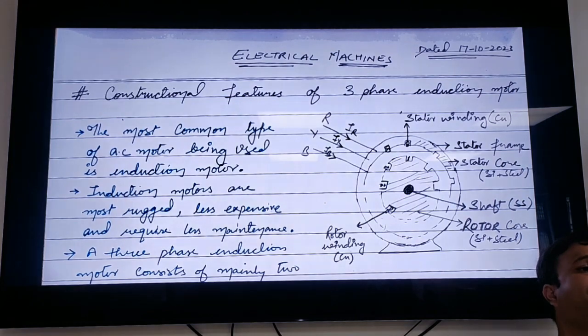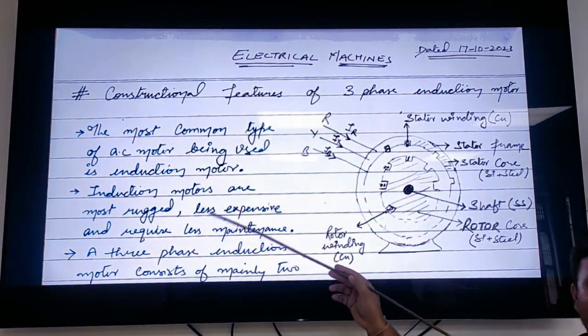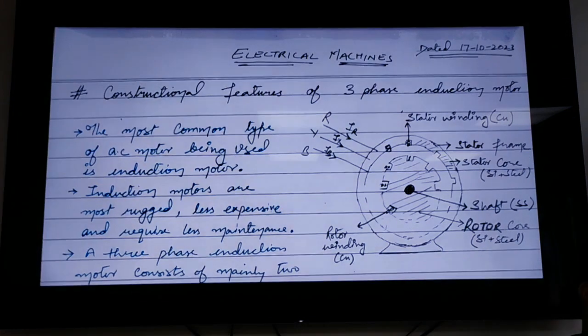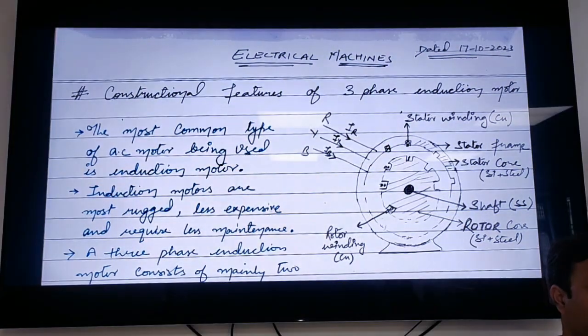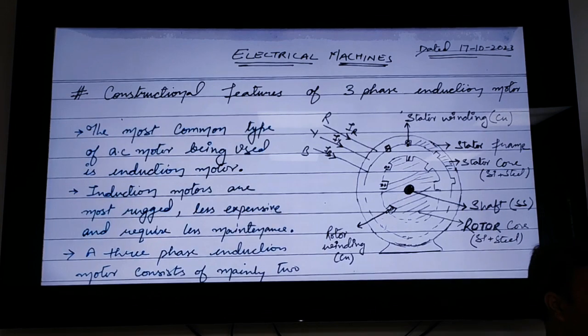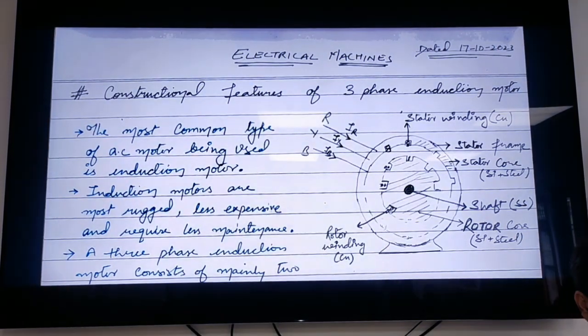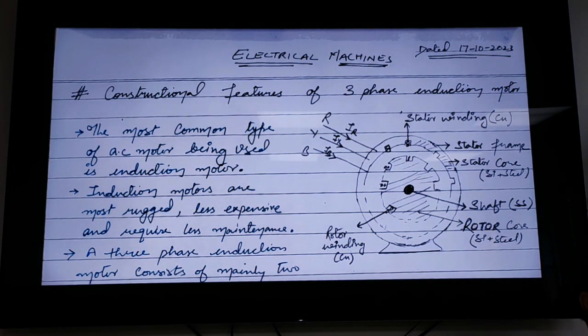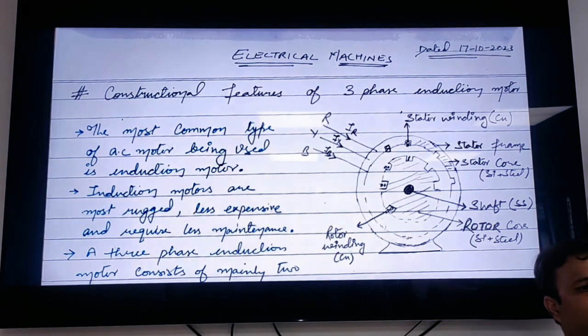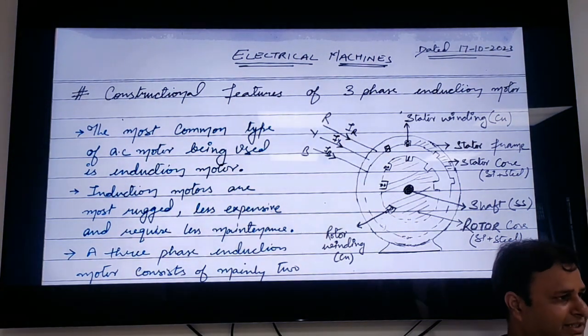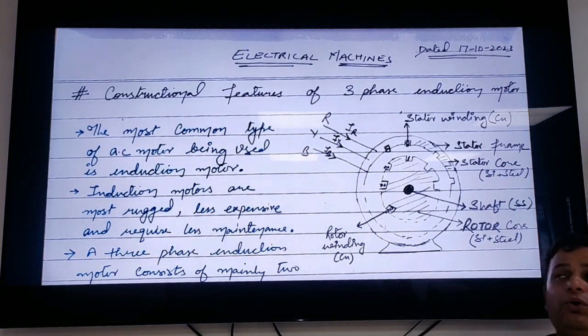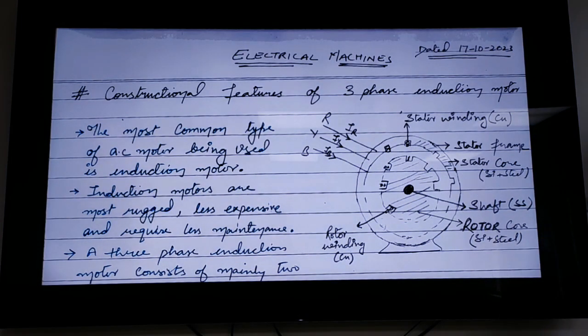Aluminium machines will be much less expensive than the copper one. Copper is much more expensive, but we prefer to go for copper. If you want to purchase a motor, a generator or a transformer for your own home, go for the copper one, because copper requires less maintenance, whereas aluminium requires more maintenance. Now, the stator frame is made up of cast iron, and the main function of this frame is to protect the motor from external damage and to hold the stator windings.